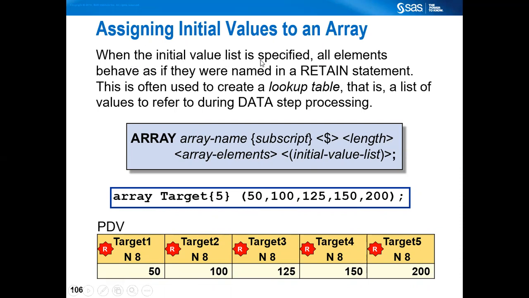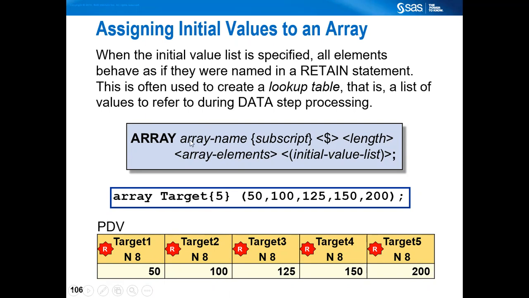So this is what it's telling. When the initial value list is specified, all elements behave as if they were named in a retain statement. So this is often used to create a lookup. Because they will be retained in every iteration, we will be looking up these values in your data. Hence, they are used in the lookup format, that is, a list of values to be referred to during your data step processing.